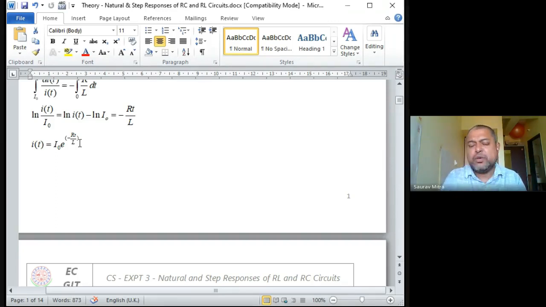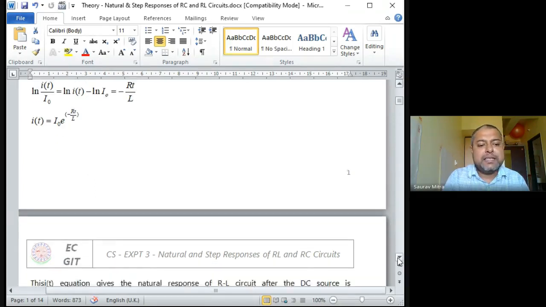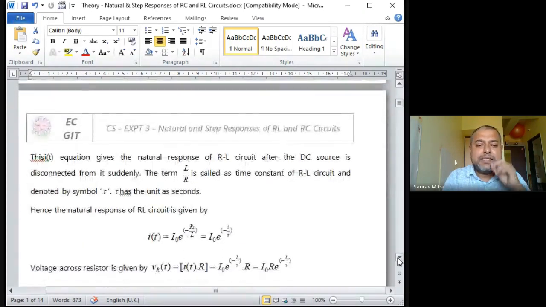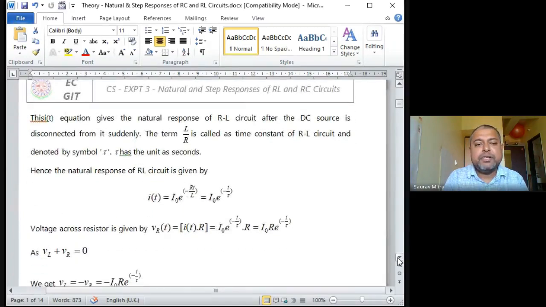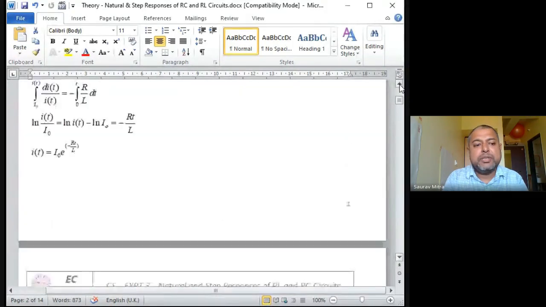You can do all these things, and we can show them to you by definition. So this is what is called the natural response of an RL circuit. This equation gives the natural response of an RL circuit when the DC source is disconnected suddenly. The term L by R, so where is the L by R? i(t) is equal to I0 into e raised to minus Rt by L.